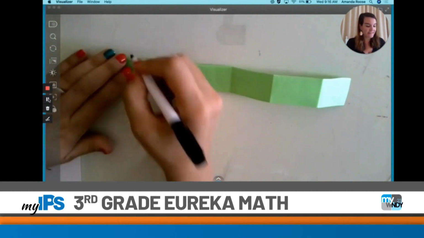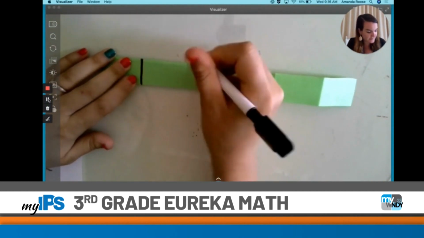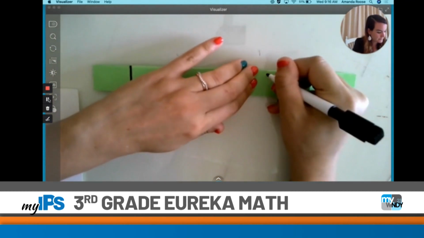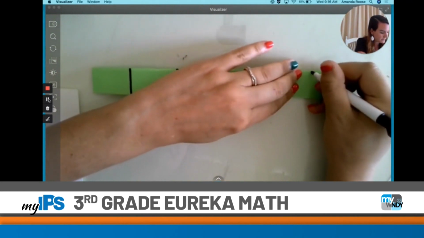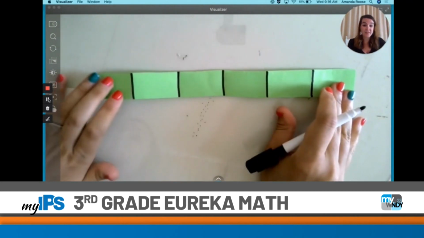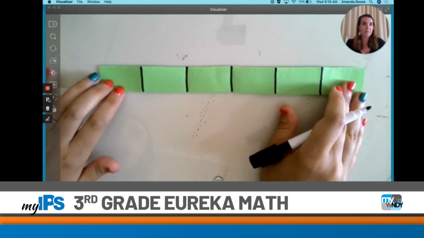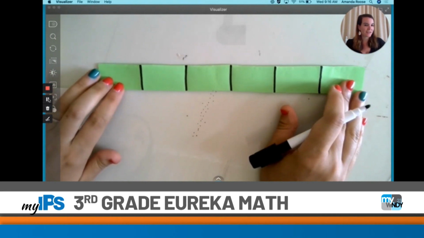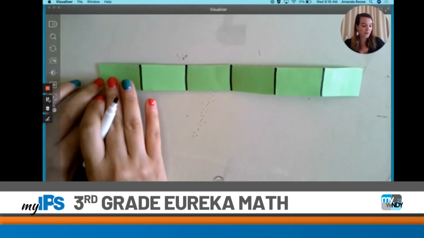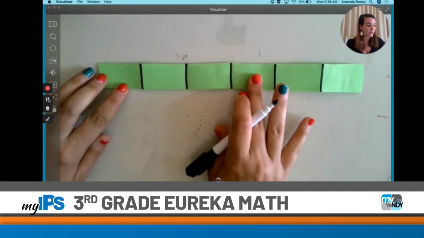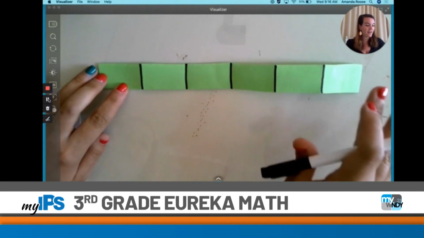We'll draw our lines on the folds. I was counting when I was drawing my lines and I noticed I drew 5 lines. So if I'm thinking about the pattern that we saw earlier, I have a prediction how many pieces there are. Let's see if my prediction's right. 1, 2, 3, 4, 5, 6.